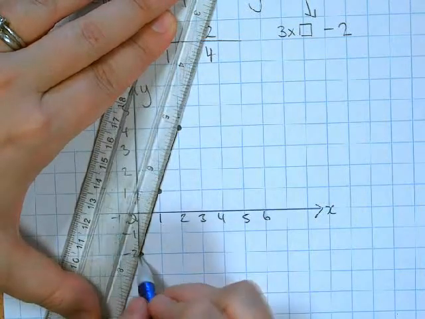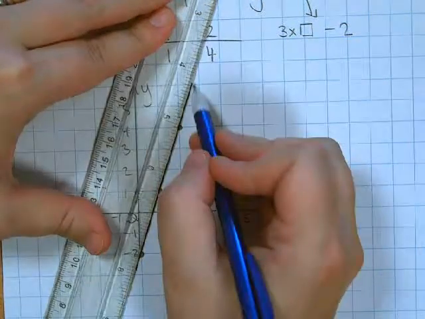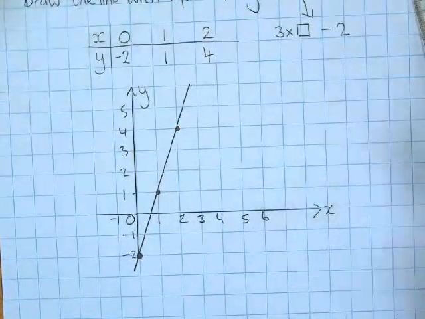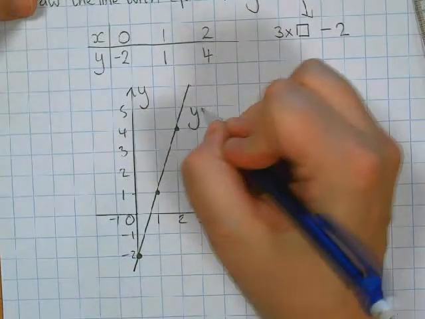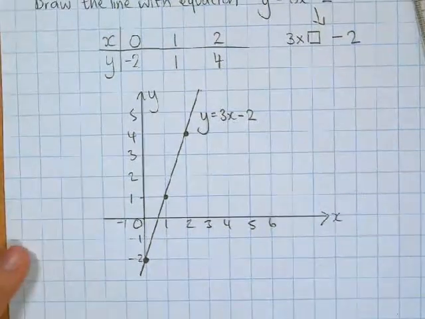The line doesn't have to just stop at the points that you've drawn. You can continue it, and normally you do continue it right the way across the sides of your graph. And that's the line y equals 3x minus 2. Okay, and that's us done.